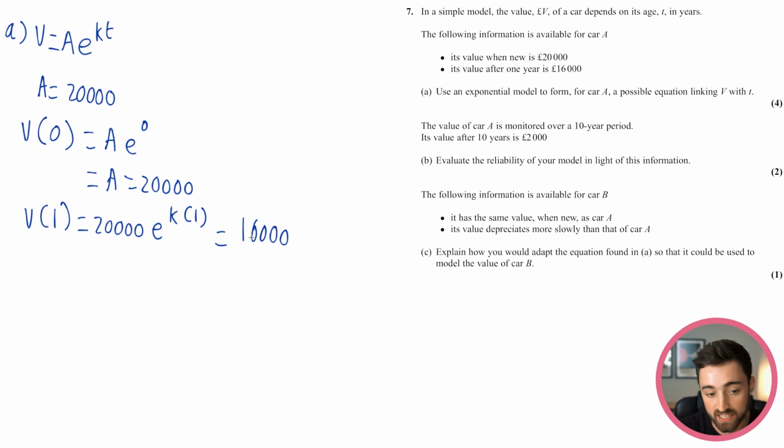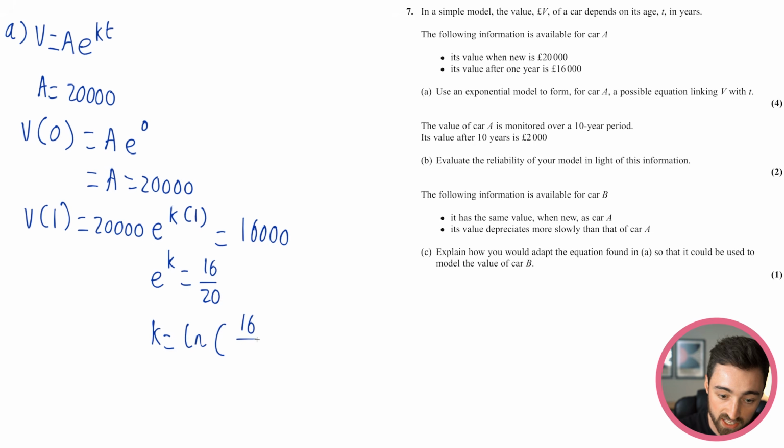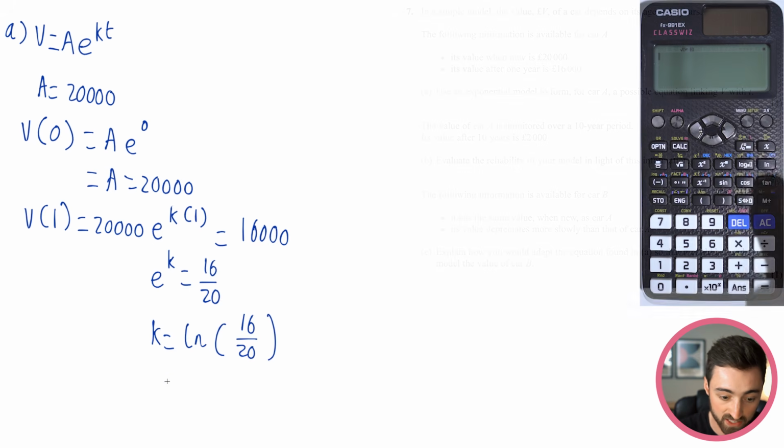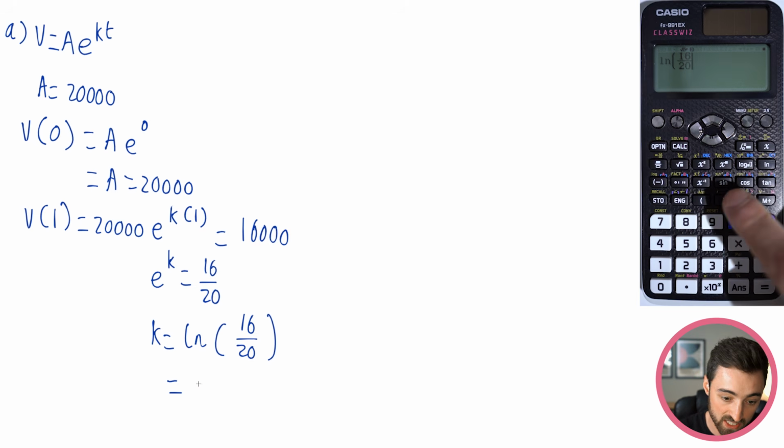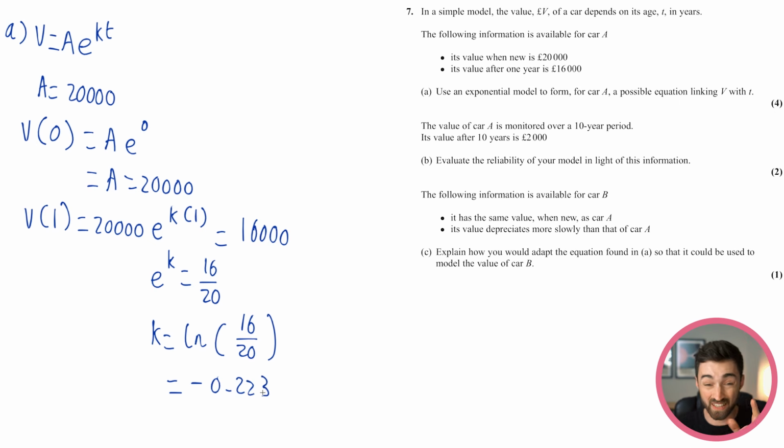Now it's just equation time, right? Divide by the 20,000, we're going to get e to the k equals 16 over 20. So straight away now, how do we solve these equations? We use the natural logarithm. So that is going to tell us that k is going to be equal to the ln of 16 over 20. I know you can simplify 16 over 20, but it's going straight into my calculator, so I don't really care. And that's going to get me to a few decimal places, minus 0.223.